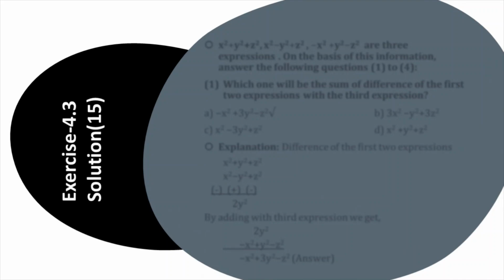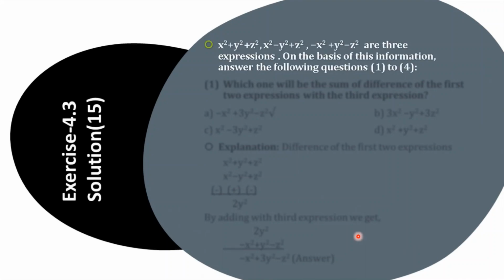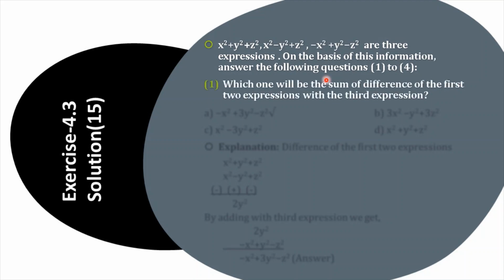Now solution number 15. As you can see, x² plus y² plus z², x² minus y² plus z², and minus x² plus y² minus z² are three algebraic expressions. On the basis of this information, answer the following questions 1 to 4. Number 1, which one will be the sum of the difference of the first two expressions with the third expression? And these are the options, my dear, and the answer will be minus x² plus 3y² minus z². This is the tick mark.